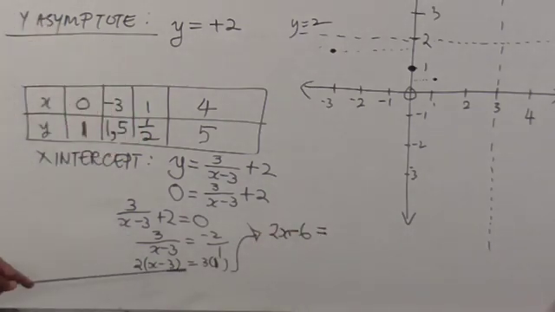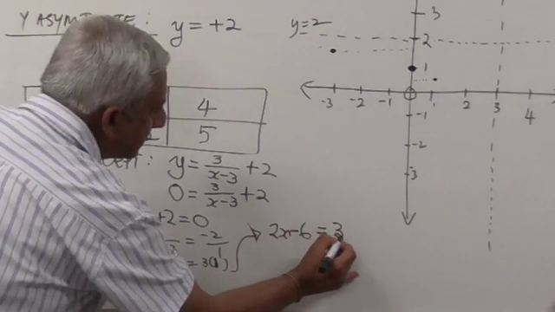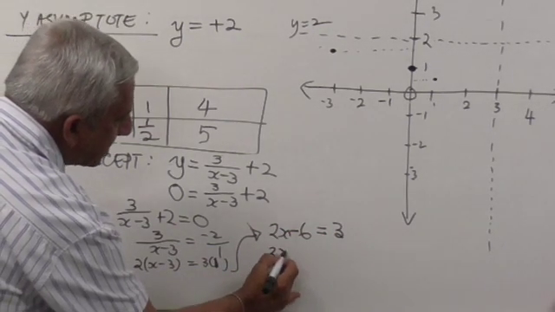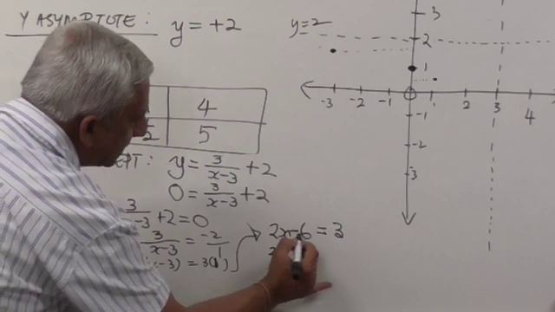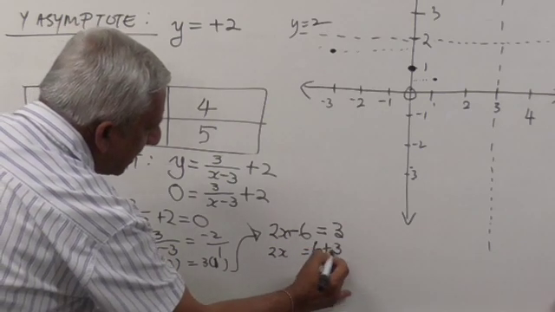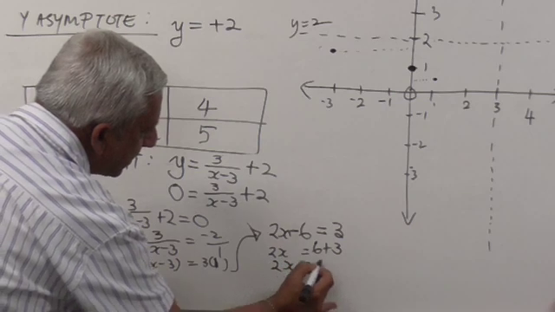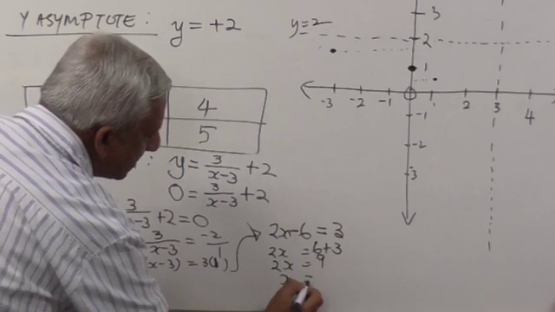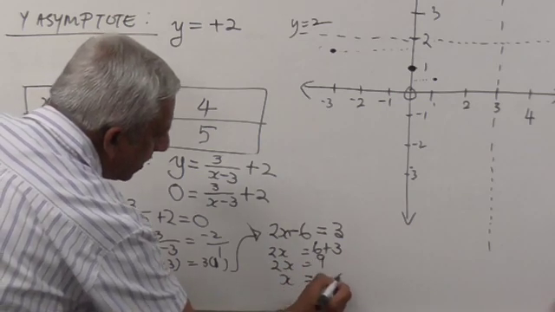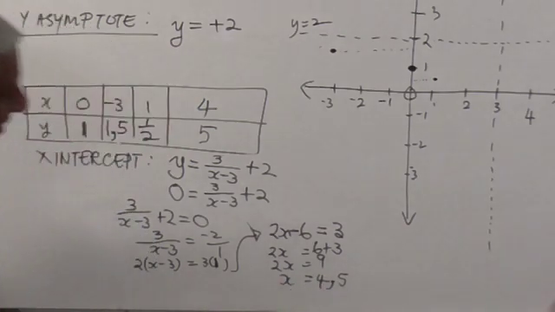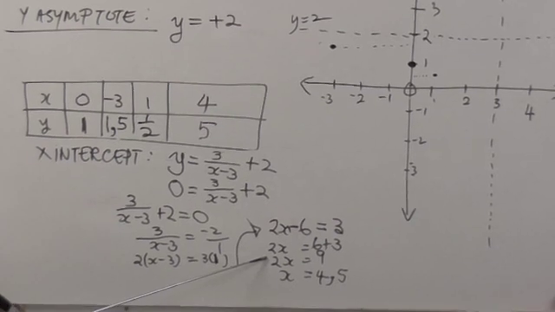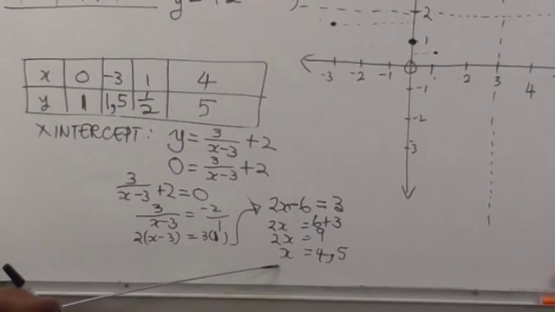2x minus 6 is equal to 3 times 1, 3. So 2x is equal to, when the 6 goes there, it becomes 3. 2x is equal to 9. X is equal to 4.5. Because you take the 9, you divide it by the 2, you'll get x is equal to 4.5.